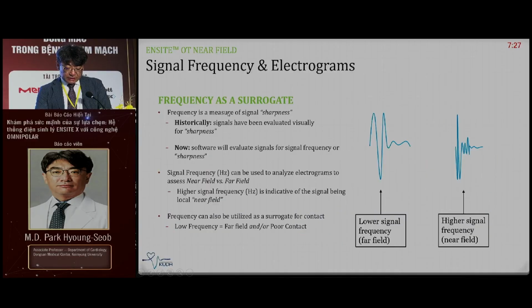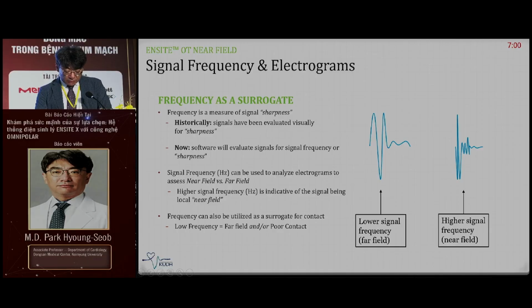As you know, sharpness matters when you decide whether a signal is far field or near field. Far field signal gives us a lower signal frequency. Near field signal gives us high signal frequency. So signal frequency can be used to analyze electrograms to assess near field versus far field. Higher signal frequency indicates the signal is local near field.